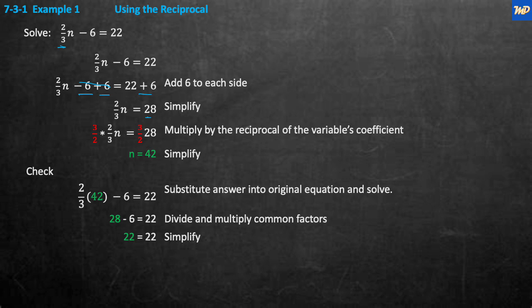It's now simplified. So the last thing we can do now is get rid of this fractional coefficient of our variable term. And to do that, we're going to multiply by the inverse. So 3/2 is the inverse of 2/3. You just flip it over. Okay? And I can also write this too.